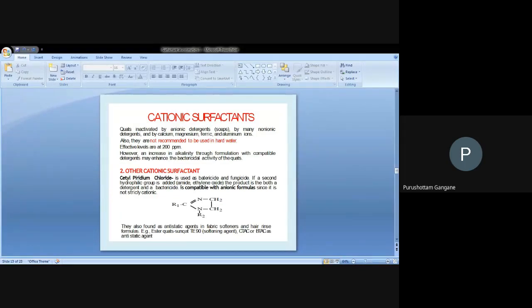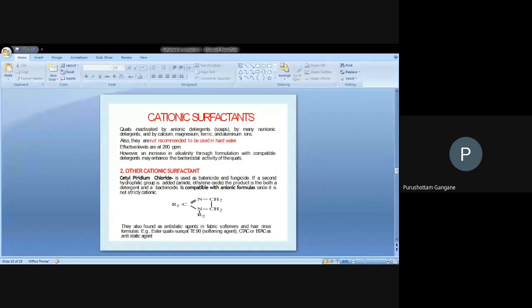Okay, they are also not recommended in hard water. They are not recommended to be used in hard water, and their effective levels are at 200 ppm. They are effective only above the level of 200 parts per million.